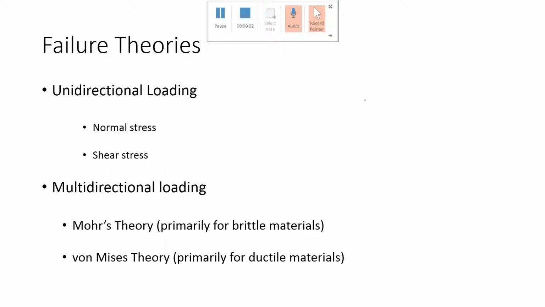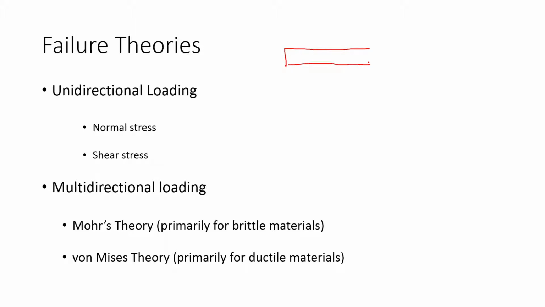If a material only goes under one directional loading, for example, think about this piece of rod that is only getting an axial normal stress sigma, then we can calculate the amount of stress that is coming from the load. I said this is the load, and then we can calculate how much stress is caused by the load, and then we can compare that with the allowable stress for this particular material.